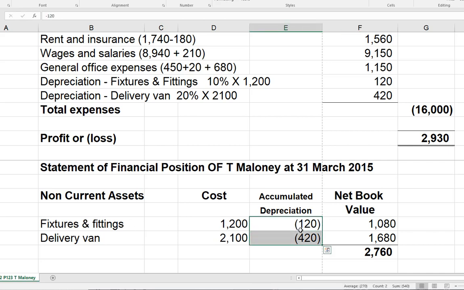So in this question there was no accumulated, there was no old depreciation, but we'll see in further questions it'll often be more than this year's charge. It'll be all the depreciation for this year plus previous years. But this is the first year in business, or they weren't depreciated before, so that's why this agrees here. But anyway, our net book value, which is the cost less any accumulated depreciation, adds up to 2,760, and that's the figure we'll be using to add to our current assets.